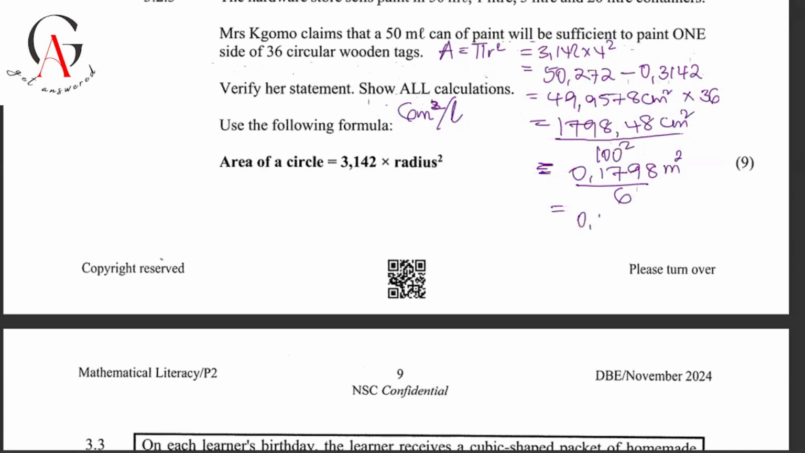I have it at 0.02997. These are liters. I want milliliters. I multiply by 1,000 and I got the answer 29, which is approximately 30 mils. And still the statement is valid, because 30 mils is less than 50. So the 50 mil can will be enough.